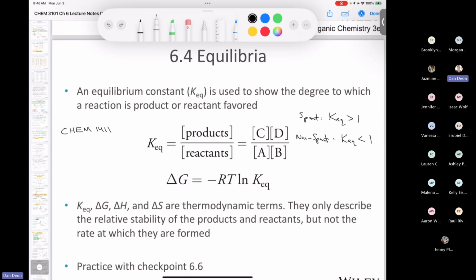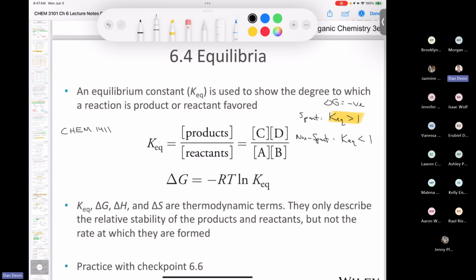So now, if you plug those numbers into the formula, if you take the ln, the natural logarithm of a number greater than 1, then you end up with a positive number. So you take all of this, which is positive, and you multiply by a negative sign, you get a negative number. So that explains why when your K equilibrium is greater than 1, you end up with a delta G that is negative, right? Spontaneous reaction.